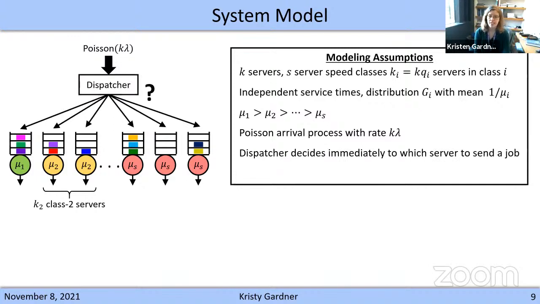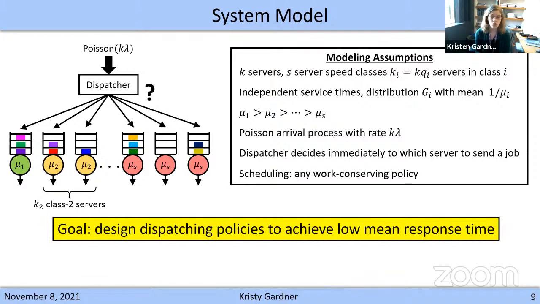And the dispatcher has to decide immediately to which server to send an arriving job. At our servers, we are allowed to use any work-conserving scheduling policy. The numerical results that I'll show you in this talk will assume first come, first serve scheduling, but the analysis that we do in our system allows for any possible work-conserving policy. So within this space, with these assumptions, our goal is to design dispatching policies that achieve low mean response time.